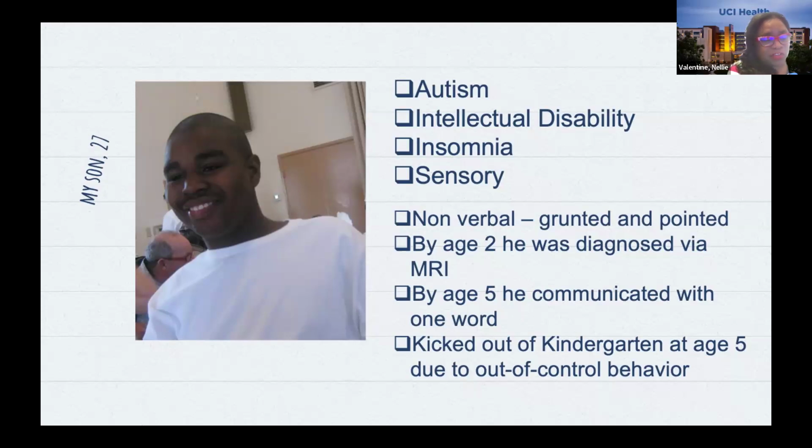He was diagnosed at the age of 2 with an MRI. And he was kicked out of kindergarten because he was so disruptive. The teacher put him on the sidewalk every day until a PTA parent told me, do you know they're putting your son on the sidewalk every day because he's too noisy and disruptive in the classroom? His cognitive ability is about 9 years old, even though he's 27, but his functional living skills are superb. They're that of an adult.